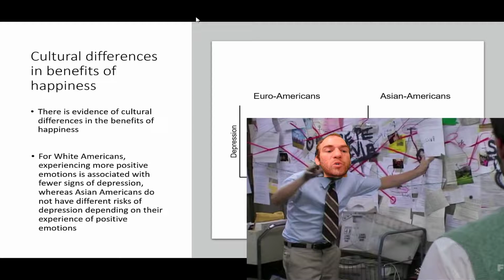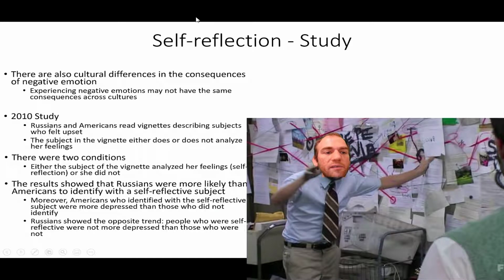There's evidence of cultural differences in the benefits of happiness: for white Americans, experiencing more positive emotions is associated with fewer signs of depression, whereas Asian Americans do not have different risk of depression depending on their experience of positive emotions. So again, going back to the repercussions of emotions, but here we're talking about adults. And finally, there are also cultural differences in the consequences of experiencing negative emotion. Experiencing negative emotions may not have the same consequence across cultures.